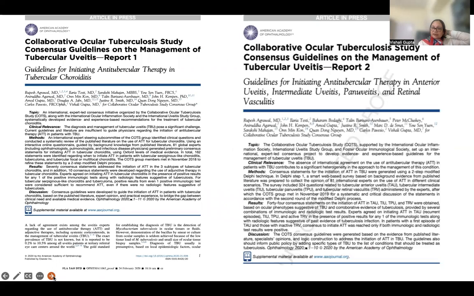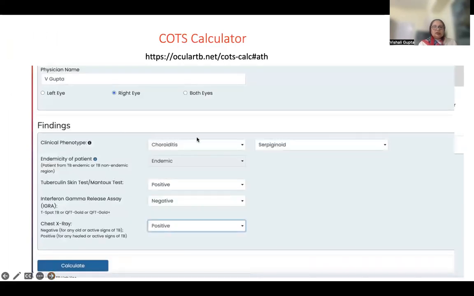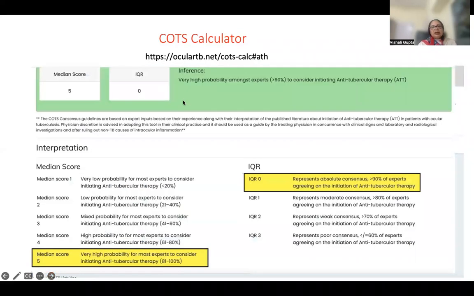More details of this are available in our consensus and the more recently published COTS calculator, which is available on our website and the IUSU website as well. You simply enter very basic information: the name, ID, gender, country. When you enter the country, it will show you the endemicity of TB in that country. And we again rely only on 3 tests: TB skin test, interferon, and chest or CT imaging. When you enter these, the calculator itself is going to tell you the results based on the COTS consensus.